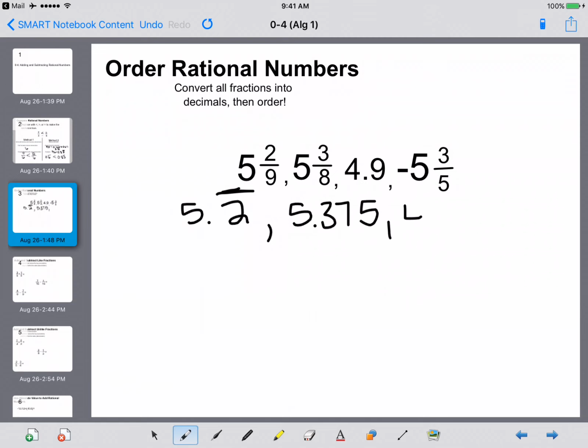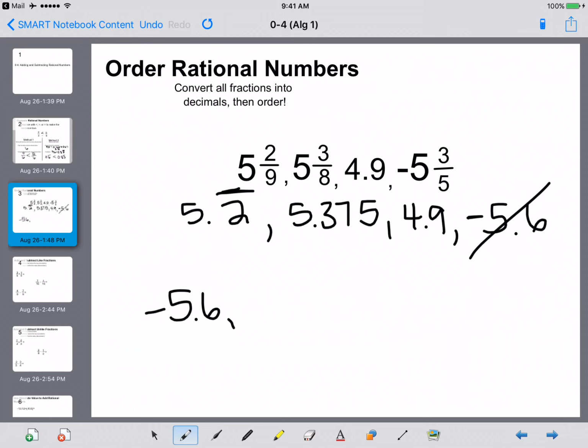4.9 is already a number. And I want to be careful here and go -5. Don't forget, that's a negative. And 3/5 is the same thing as 0.6. So right away, I know that our negative number is the smallest. So -5.6.